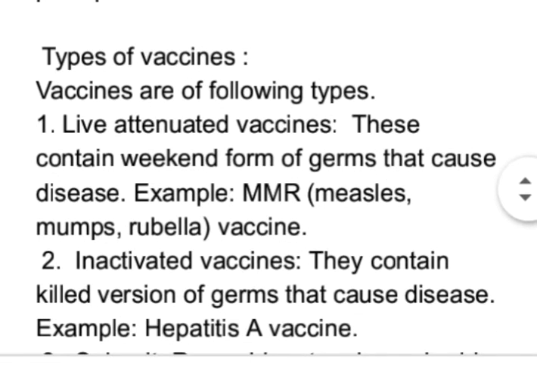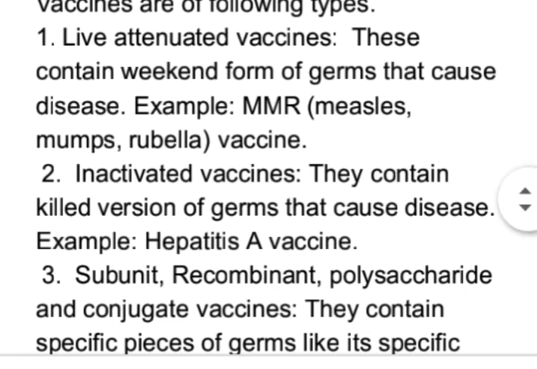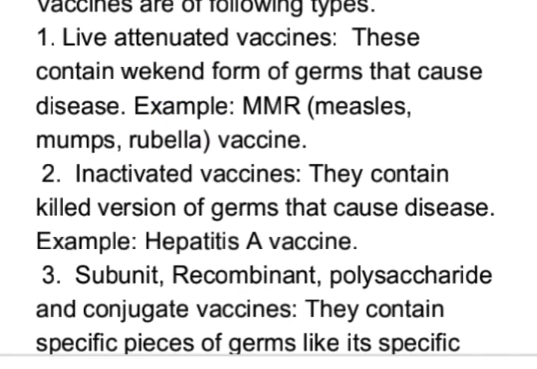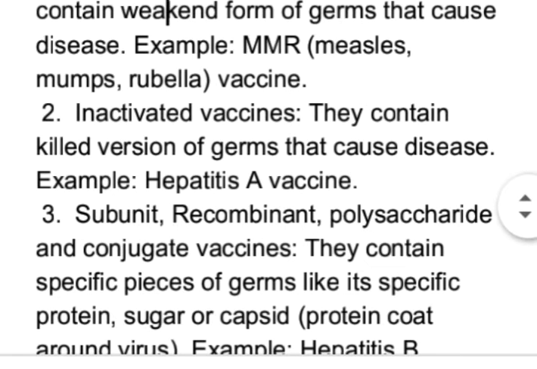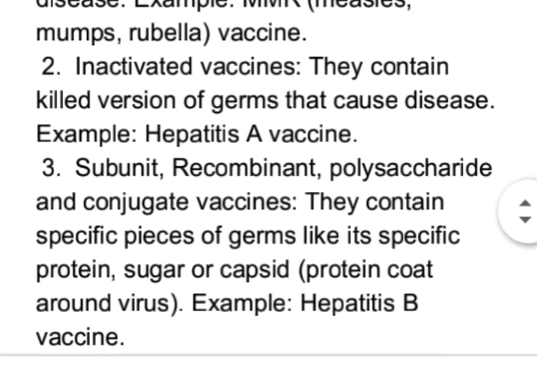Now coming to the types of vaccines. Vaccines are of the following types. One is a live attenuated vaccine. Attenuated means weakened. These contain the weakened form of germs that cause the disease. Example is the MMR vaccine, meaning measles, mumps, rubella vaccine. So this is a combined vaccine.